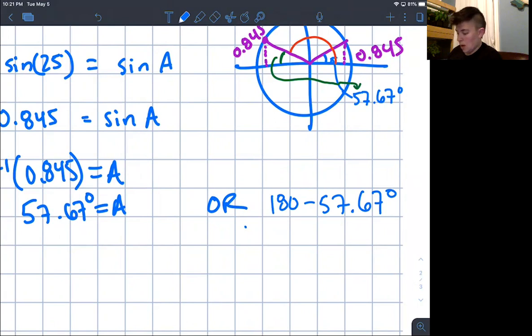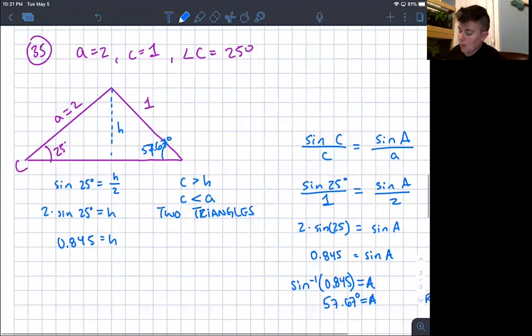So 122.33 degrees could also equal A. So there's my 2 possible solutions. And remember what that means is that this could also come down like this.